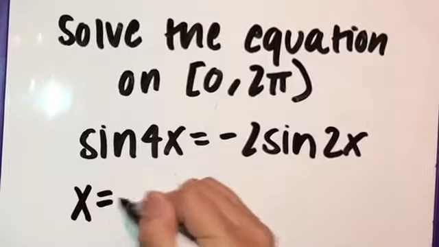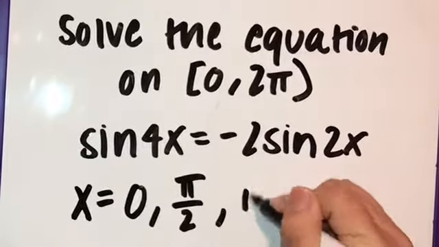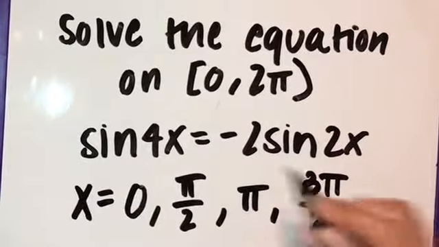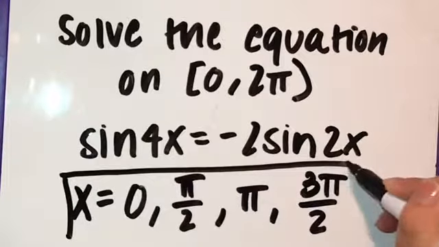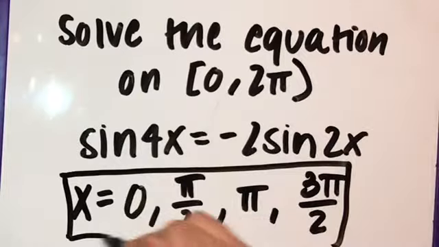We have now solved the equation on the interval 0 to 2 pi. Once again, the equation was sine 4x equals negative 2 times sine 2x. The exact values for x were 0, pi over 2, pi, and 3 pi over 2.